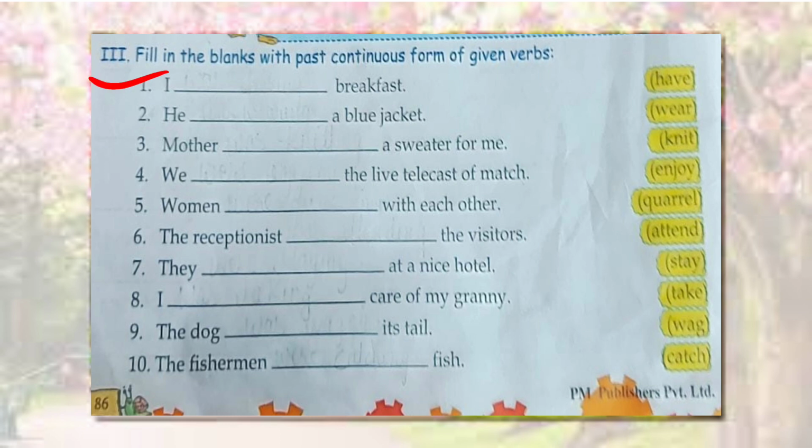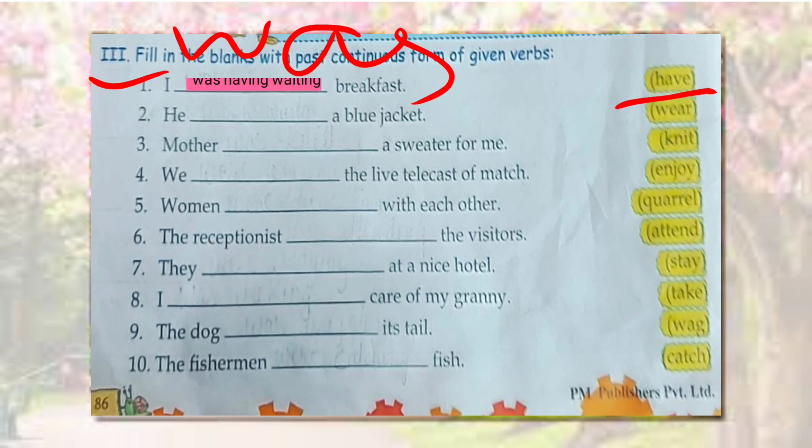So here I is given. So what will we use? We will use was with I. So I was, here what will we do? We will add the ing form with have. So it becomes having. I was having breakfast. Waiting has been written here by mistake, so just cut it. I was having breakfast. The next is he. So which helping verb do we use with he? He was wearing a blue jacket.